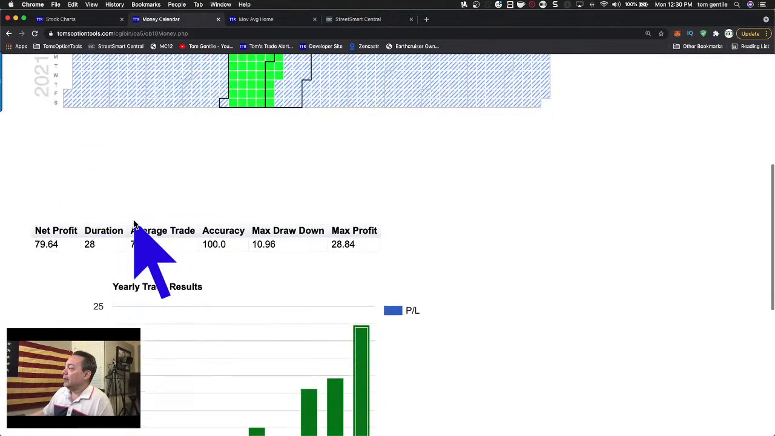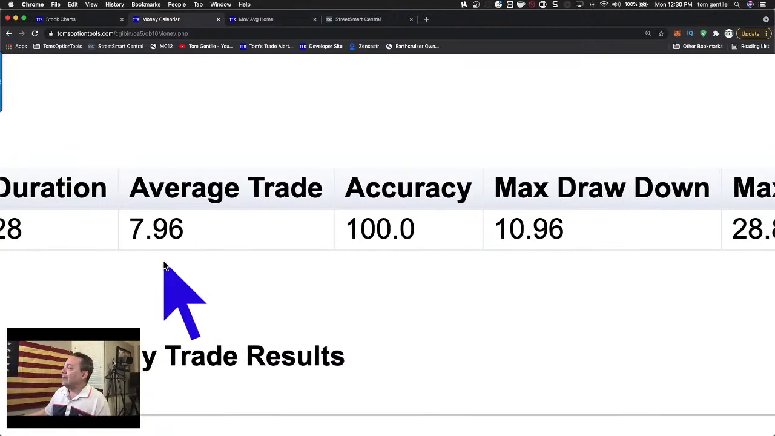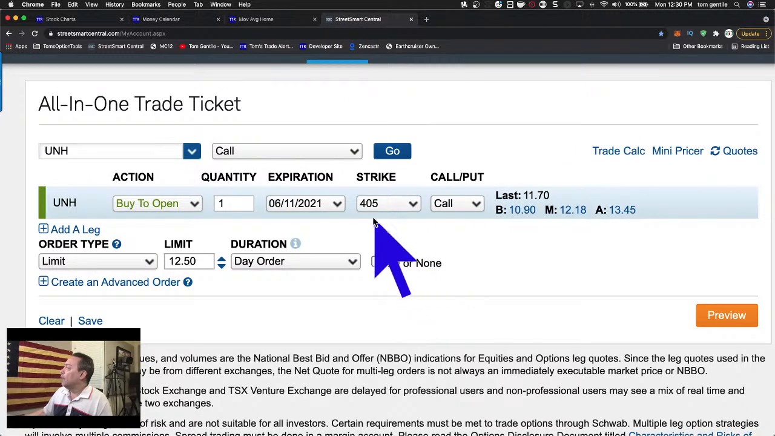Look at this area here. $7.96 was the average trade. So let's round that up to 8. So if UNH goes up $8, then I have to ask myself, what is this 405 call going to be worth if we go up $8? Well, if it goes up to $4.13, that's an $8 increase. If I pay $12.50 for something that could be worth $8, that doesn't make sense at all to me. That's a losing proposition.